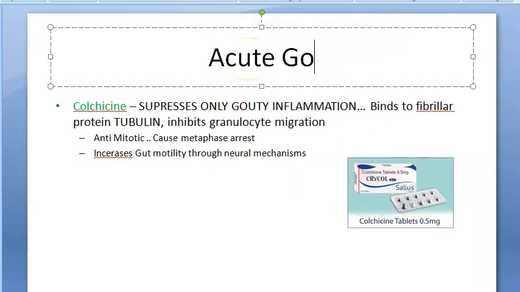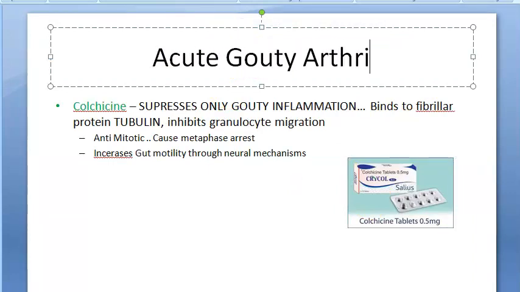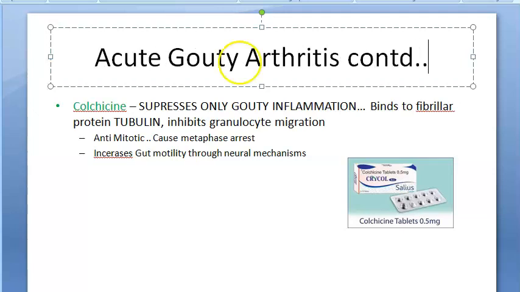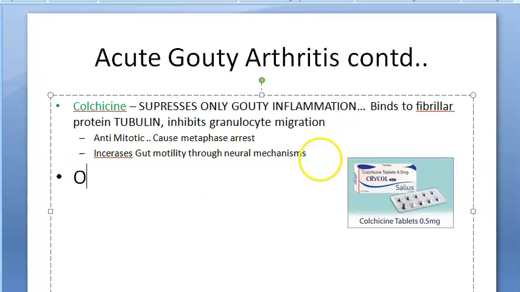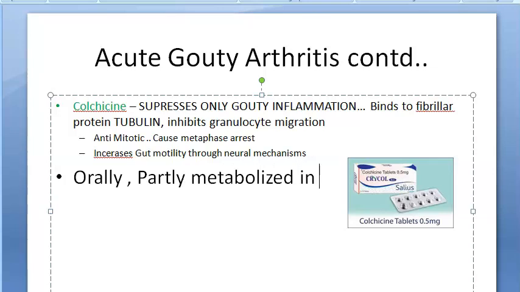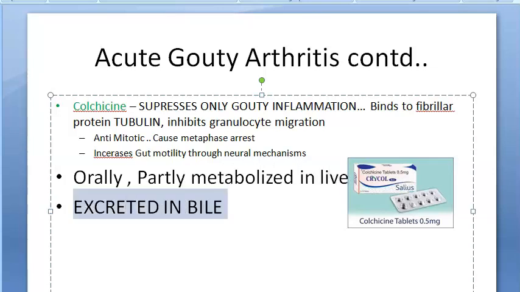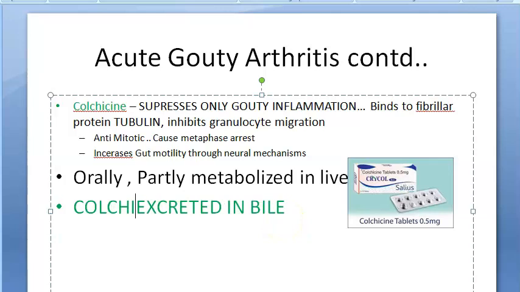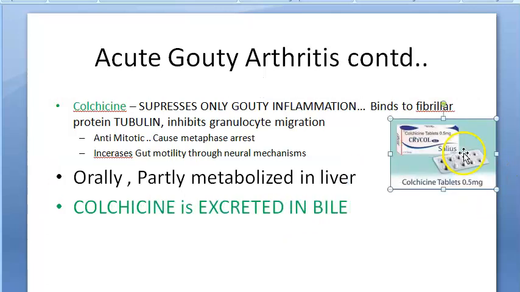Acute gouty arthritis continued. So colchicine, what it does, it is given orally. It is partially metabolized in liver and excreted in bile. Okay, partly metabolized in liver and it is excreted in bile. Important point, okay. It is excreted in bile. Which one? Colchicine. Colchicine is excreted in bile, just like rifampicin, etc.